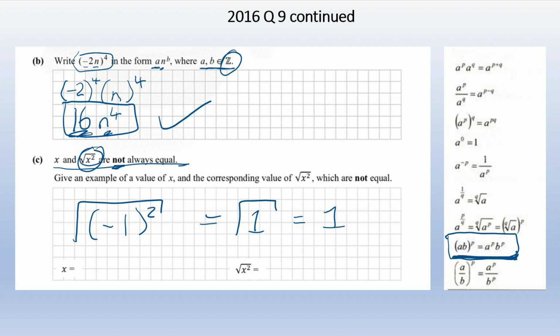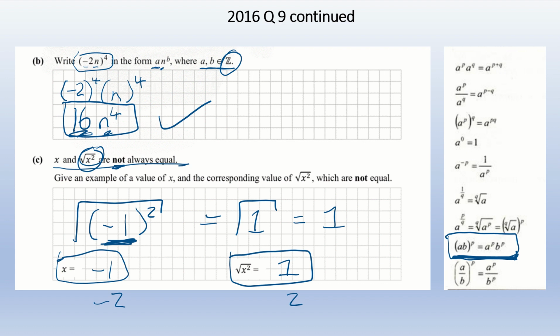So right now we have an example of where we started off with a -1. We put in -1 for x, so down here x is -1, and we got that the square root of x squared was +1. So that's one example. In the marking scheme, if you had, let's say, -2 and 2 as your answer, that was absolutely perfect. Or any pair of a negative number here and a positive number here, that was perfect.